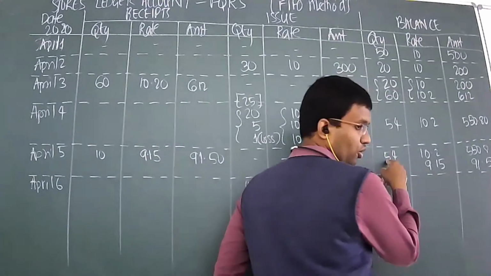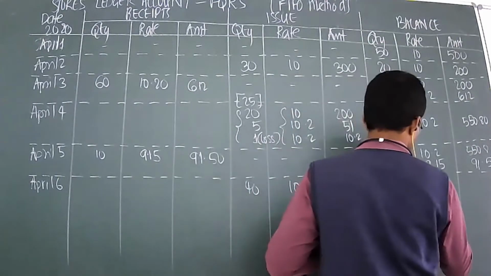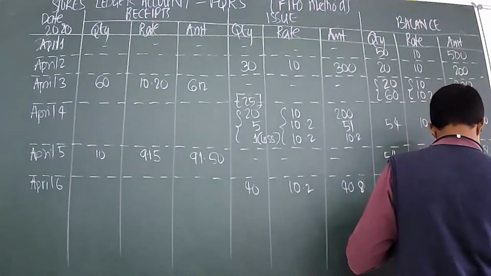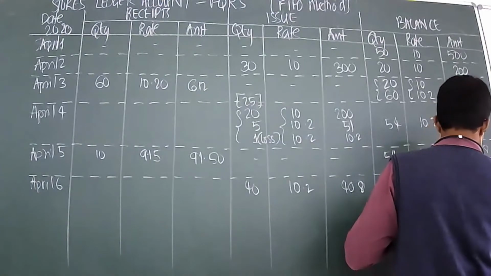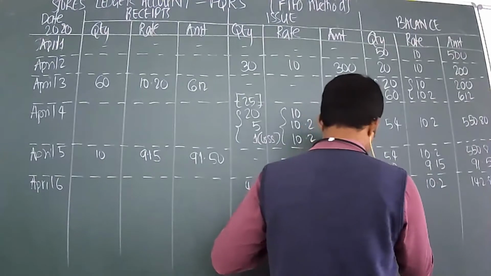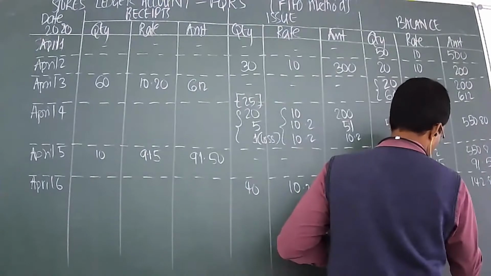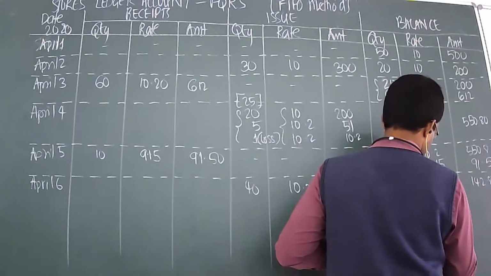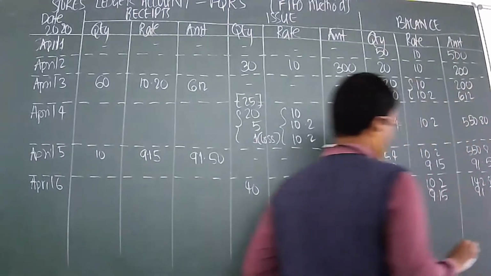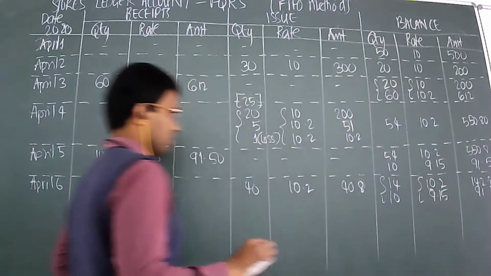Let's record the balance. So out of 54, you have issued 40. You are left with 14, and this 14 you have bought at 10.2. When you work this out, this balance works out to be 142.8. Then you have another 10 that you had bought at 9 rupees and 15 paise. Work this out, it is 91.5.